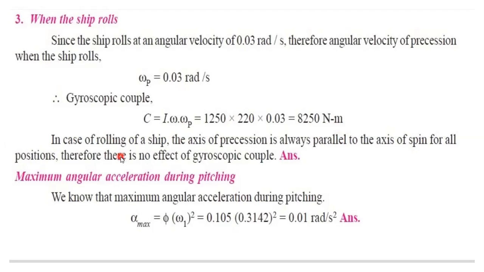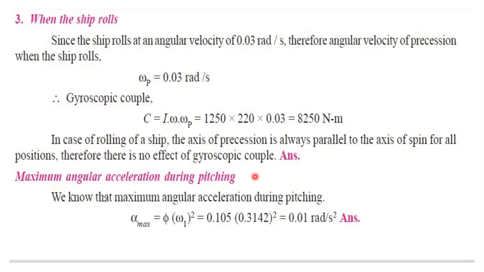But in case of rolling of the ship, what happens is the axis of precession will be parallel to the axis of spin. So in this case, the ship can't roll at all, because the axis of spin should be perpendicular to the axis of precession. As they have given, if the ship rolls, then these two axes should be parallel. Therefore, there won't be any effect of gyroscopic couple. So this is the answer, and this is the reason for that, since they are parallel.